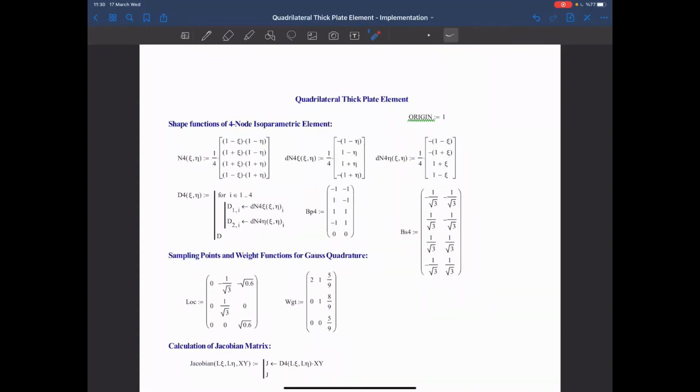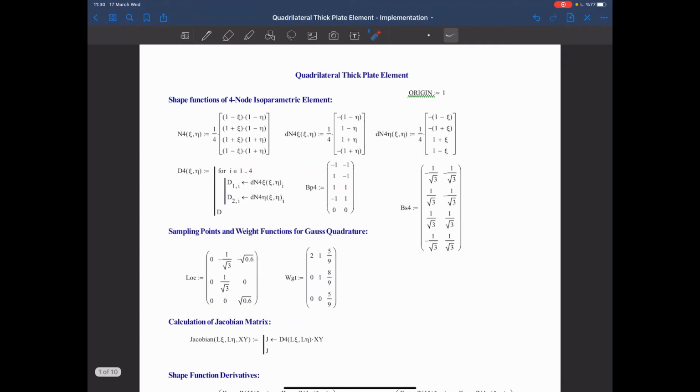Now let's take a look at the implementation of the quadrilateral thick plate element. Here we will be using the bilinear shape functions. So these are the derivatives of it. This is the combination of the derivatives of the bilinear shape functions. And since we interpolate the coordinates again by using the bilinear shape functions, the Jacobian calculation is based on these functions.